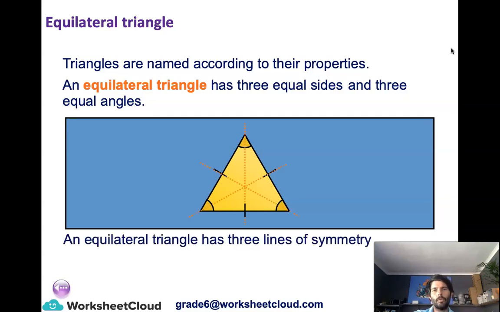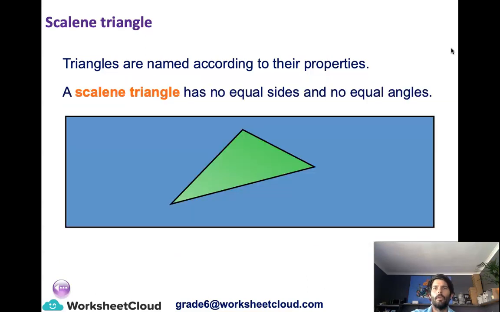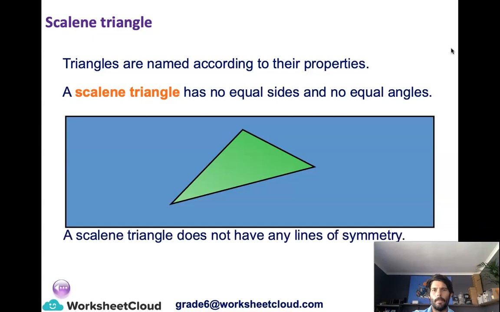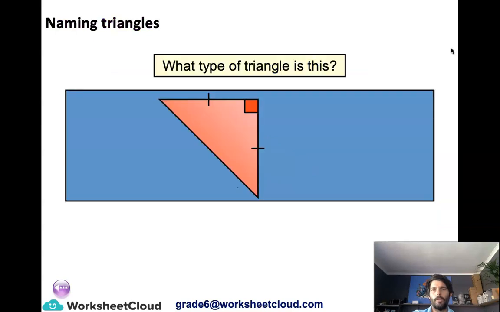An equilateral triangle has three lines of symmetry. So if you fold that triangle along any of those lines, the two halves are going to fold on top of each other perfectly. It also has a rotational symmetry of order 3, and we'll get into rotational symmetry and reflective symmetry in a few days' time. A scalene triangle has no equal sides and no equal angles, so you won't see any lines being drawn on a scalene triangle because everything about that triangle is different. And it has no lines of symmetry.